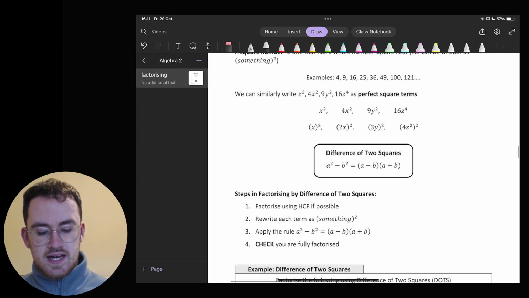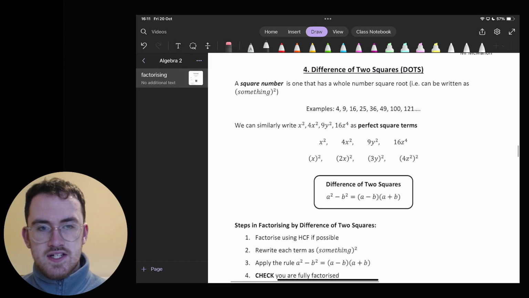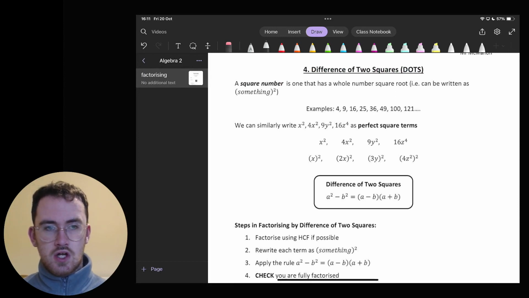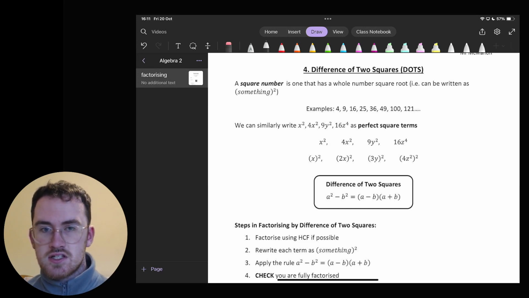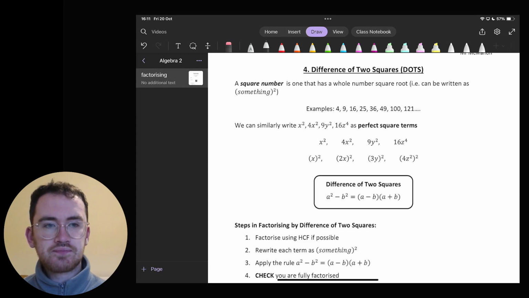Okay, so we're going to look at the next type of factorizing then. This is called difference of two squares, or I suppose DOTS for short, just taking the initials. Difference of two squares is a particular type of factorizing that's to do with square numbers or perfect squares. A square number is a number that has a whole number square root.